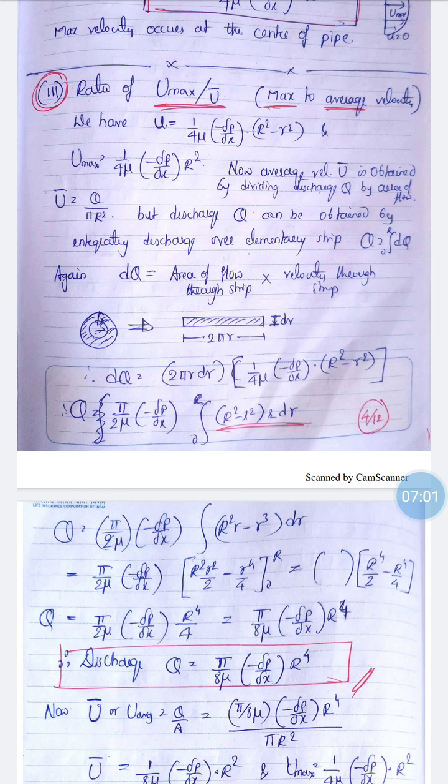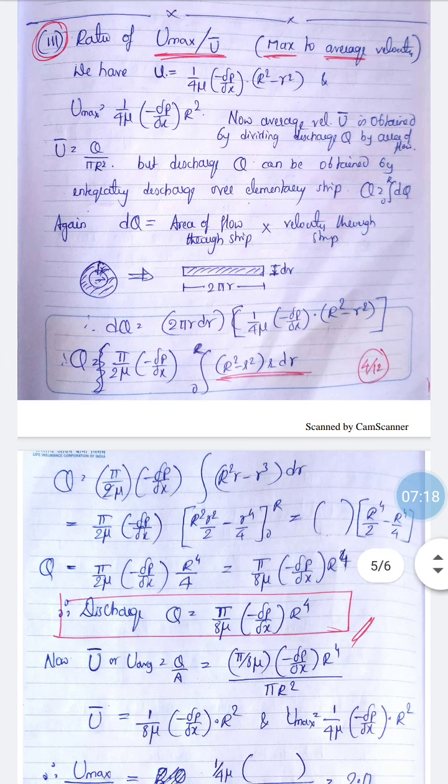Now again, to find the discharge, we have to find the discharge through an elementary strip, then integrate it over the limits. So I have written Q is integration of dQ, where dQ is again area of flow through the strip into velocity through the strip, that is small u. Now how to find the area of the strip? When this strip is opened, it has a length of 2 pi r and thickness dr. So the area of the strip is 2 pi r dr.